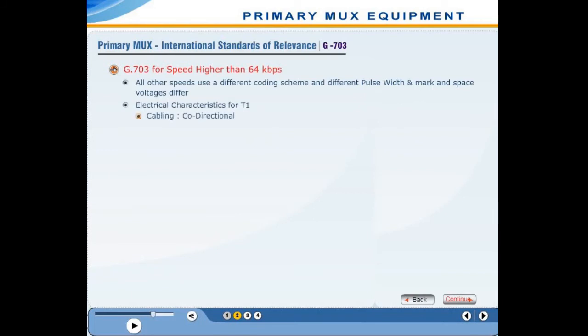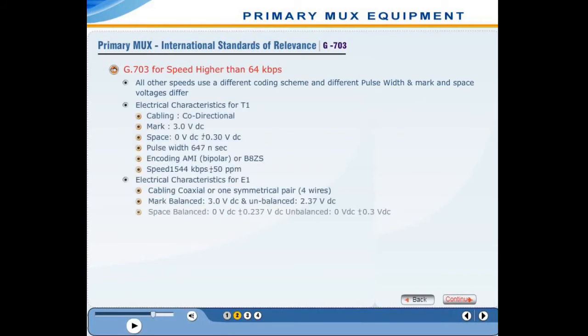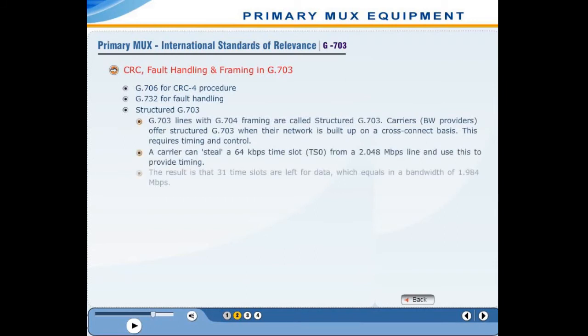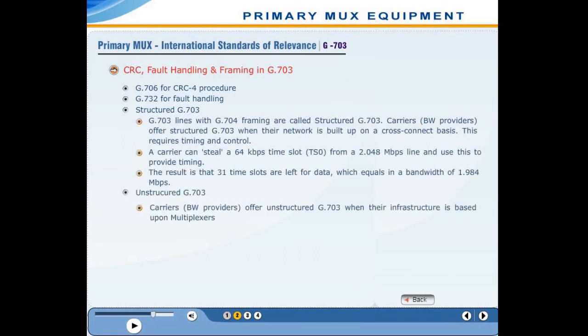Highlights of G703 for speeds higher than 64 kbps is shown on screen. Highlights of CRC, fault handling and framing in G703 is shown on screen.